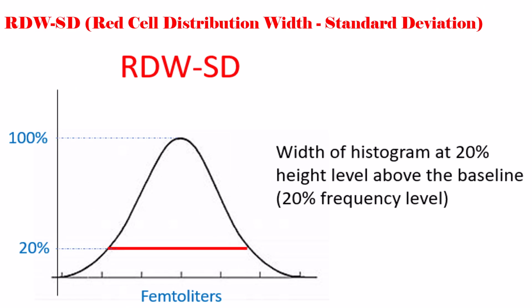The other is RDW-SD, or red cell distribution width standard deviation, which is an absolute measure representing the width of the red blood cell volume distribution curve at its 20% height level. It gives the overall range of red blood cell volumes, providing a broader view of size variation than RDW-CV. So this one is not affected by MCV. It's not influenced by the mean corpuscular volume.